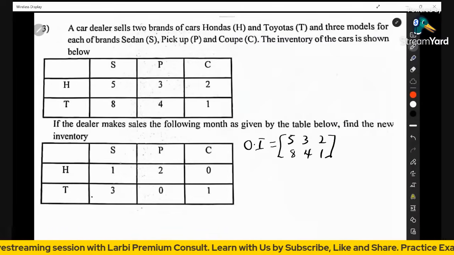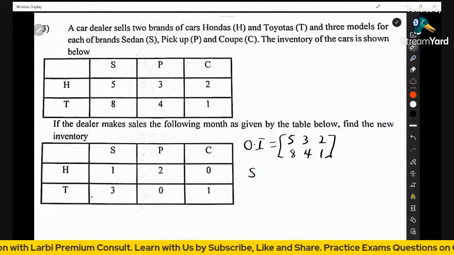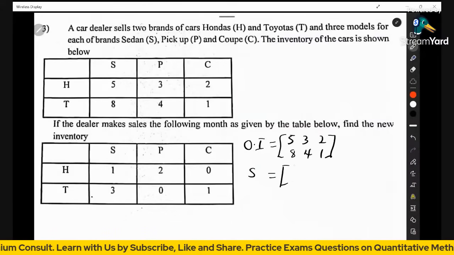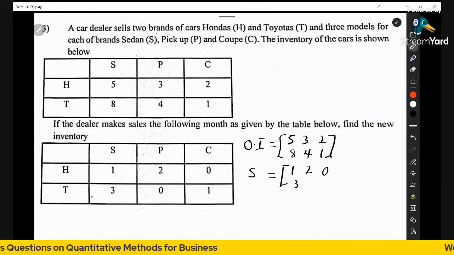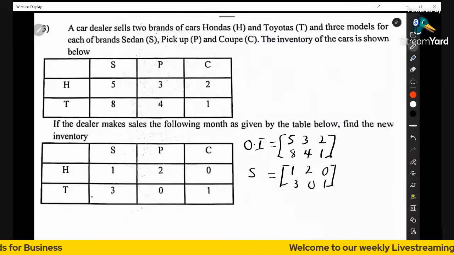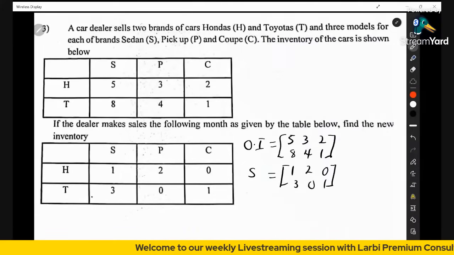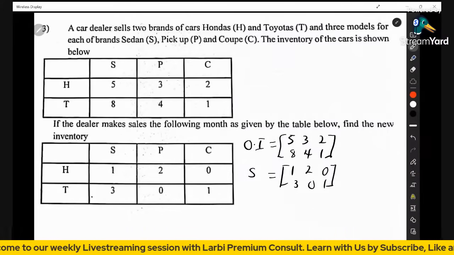And this is what we have made as sales. So I represent that as sales. I hope I can be heard loud and clear. So the sales is 1, 2, 0, 3, 0, 1. Okay. So once you have the inventory we're having in stock and once you have the sale, for us to know what is left, you have to subtract the sales that we made from the inventory at the beginning of the period, so that whatever is left, we get our new inventory in stock.